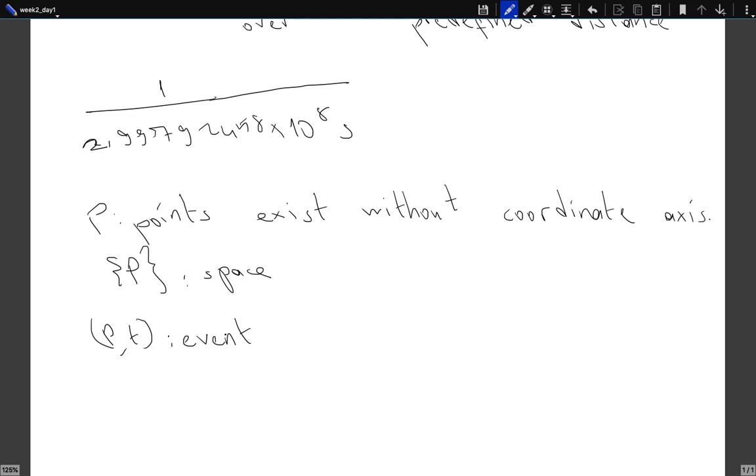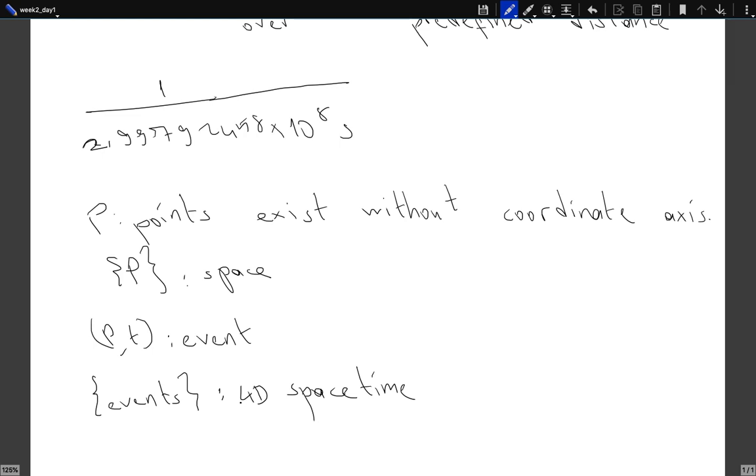So in a sense, you can say that the events happen, the physical reality exists, whether I choose a reference frame or not. If I want to talk about the time, which is just one of the components of this event, then I have to pick a reference frame. And the collection of these events makes what we call the space-time. The four-dimensional space-time. 3 dimensions for the position and 1 dimension for the time.